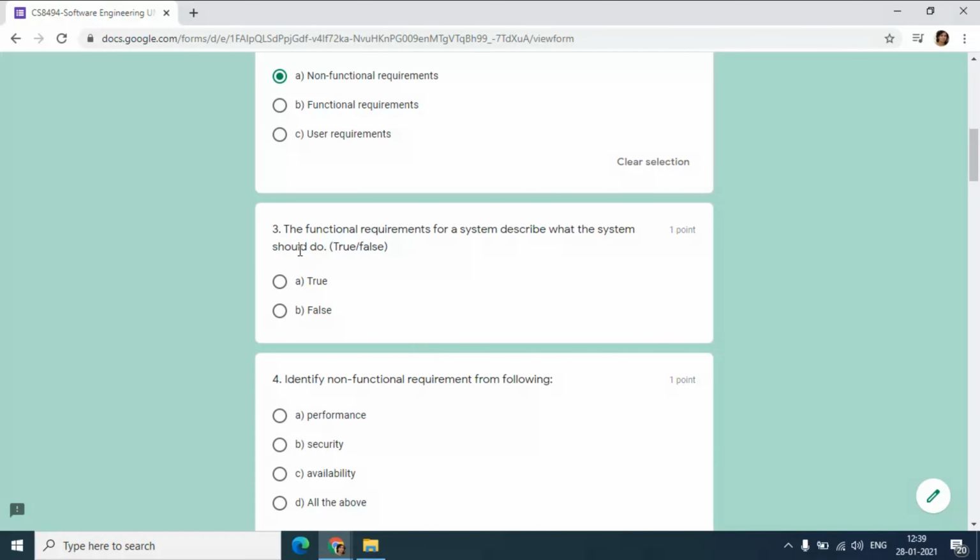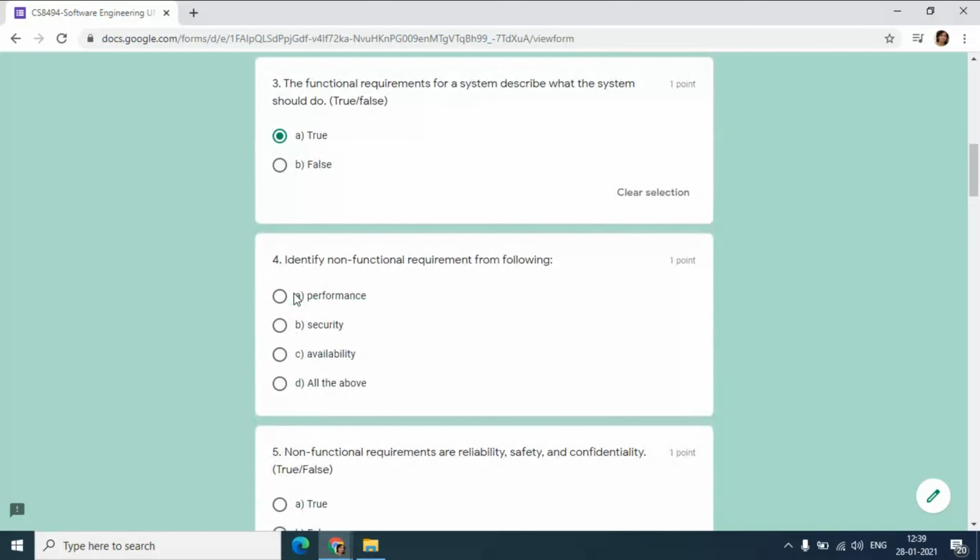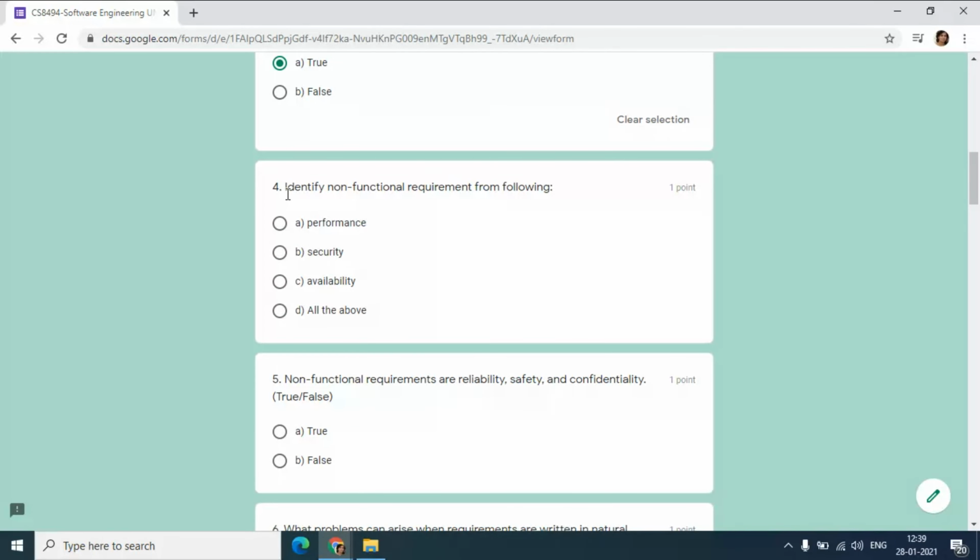The next question is: the functional requirements for a system describe what the system should do, true or false. Yes, it's true. Next question is: identify non-functional requirement from following. As I discussed earlier, the attributes performance, security, and availability are non-functional requirements. So the correct answer is option D, all the above.